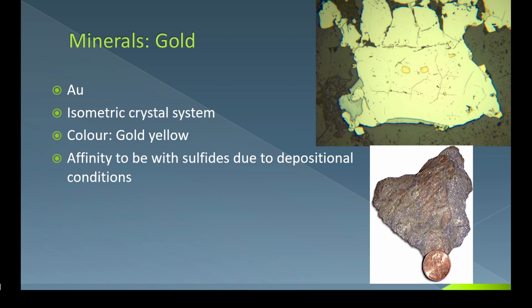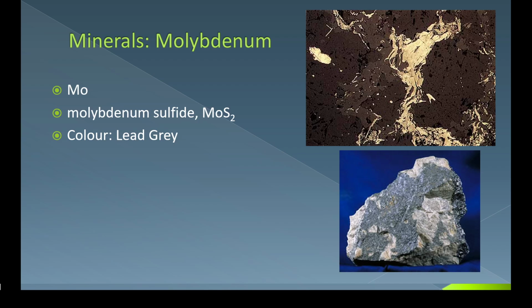Gold. So gold is another native metal, and it is found primarily disseminated or alongside the different sulfides in the sample. Its primary color is gold yellow, and when it is in a sample, it cannot be tarnished. It always has that bright gold color.